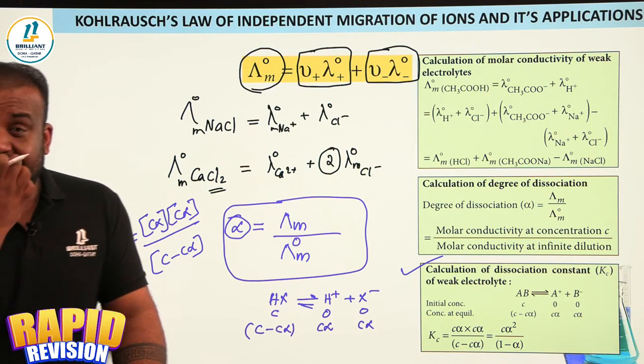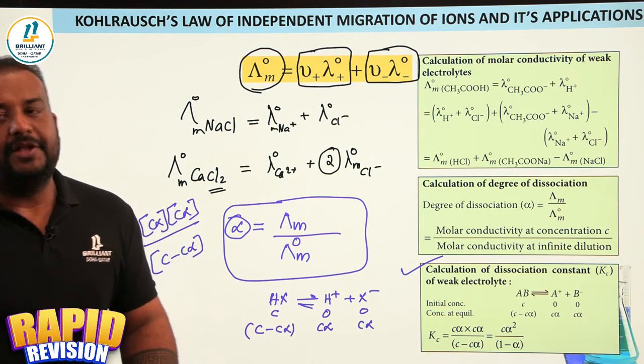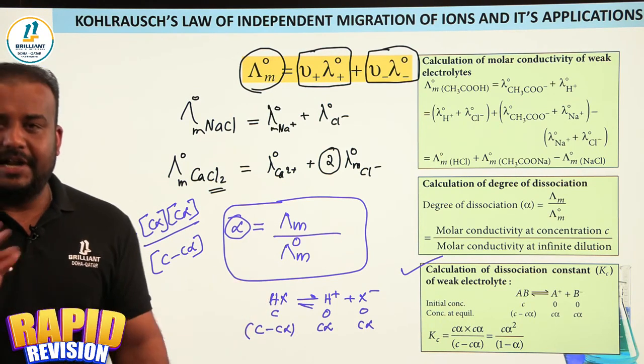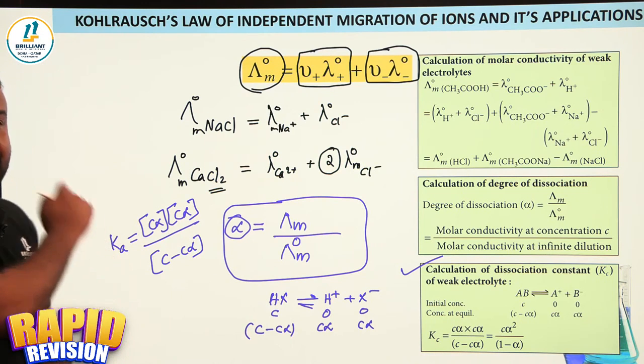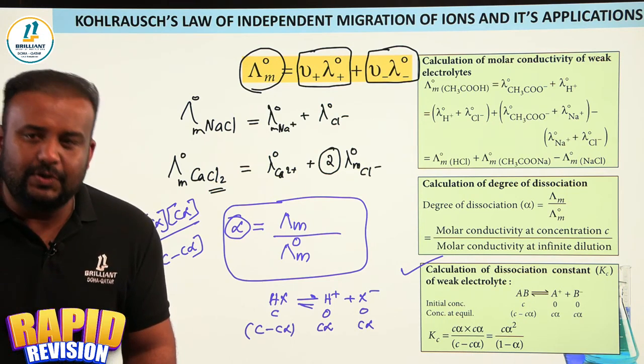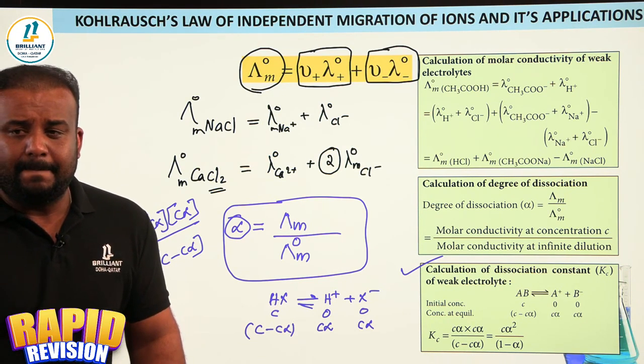This formula is very useful because once you know the concentration value which will be given in the numerical, you can find out alpha by using conductivity and then you can find the dissociation constant of the acid. Such kind of a numerical is also there in this section. Is that clear to all? Is it clear?